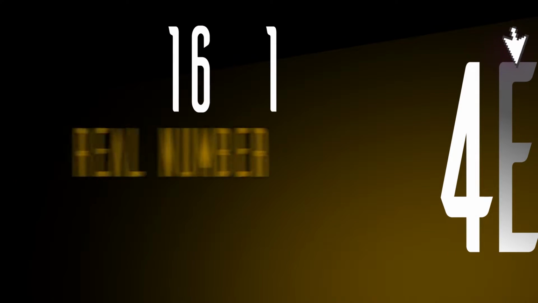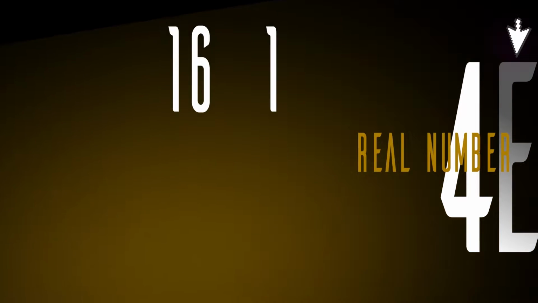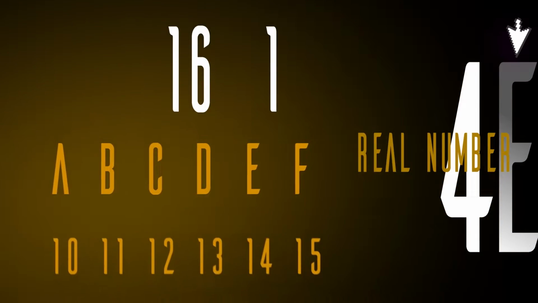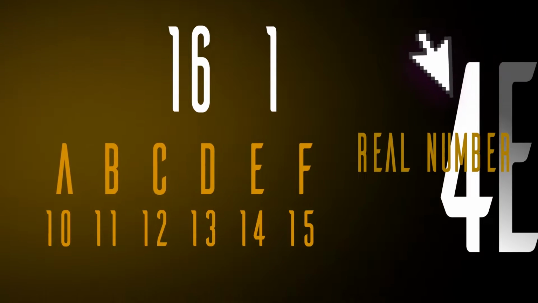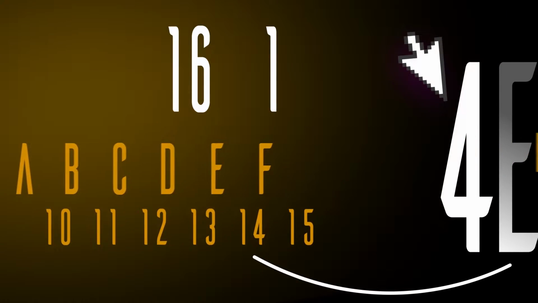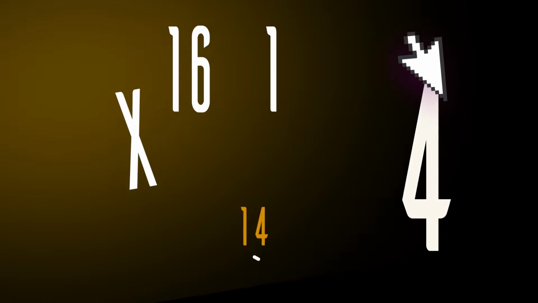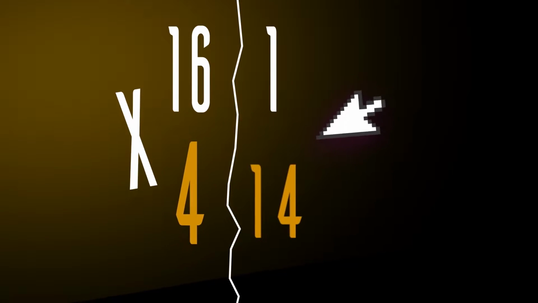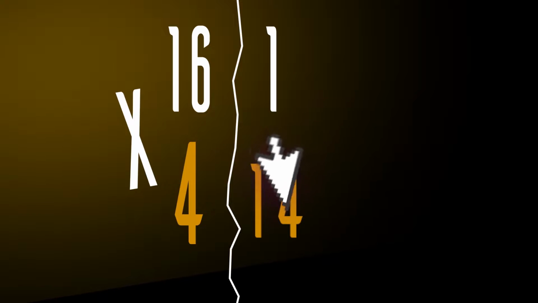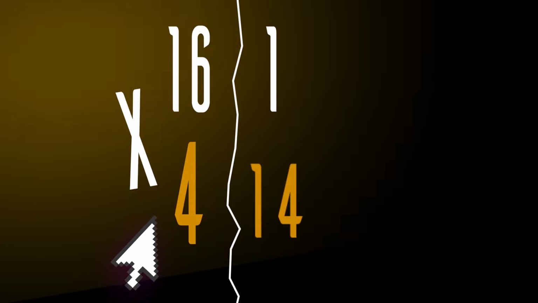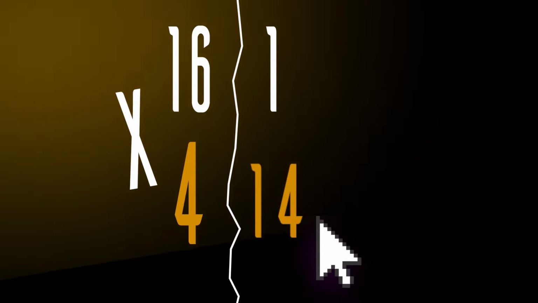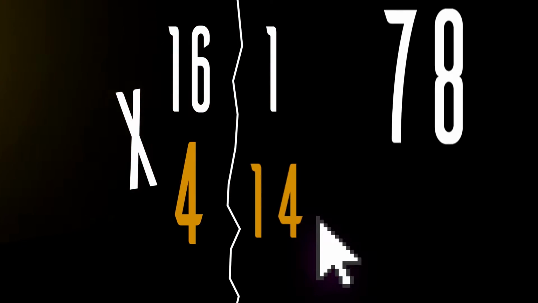The second row, we're going to convert the character into a real number. For example, from 0 to 9, it will be the number itself. But if it is a letter, we're going to convert the letters from A to F to 10 until 15. In our case, we're going to have 4 and 14. Finally, we're going to add the result of multiplying row 1 with row 2. In our case, the decimal number will be 4 times 16 plus 14 times 1. So in this case, our number will be 78.